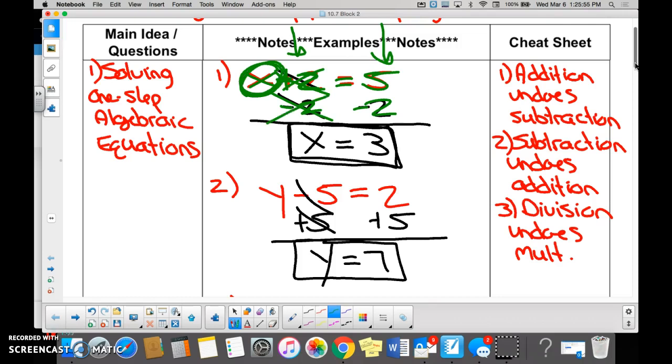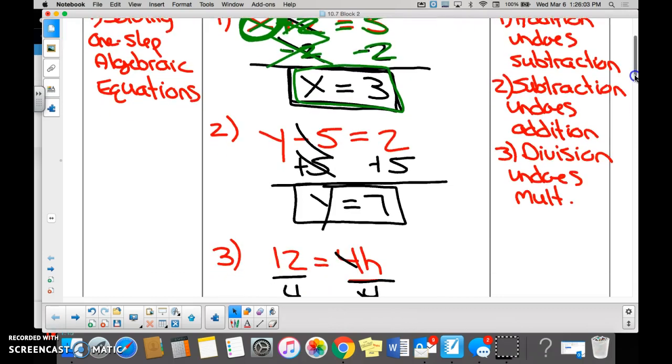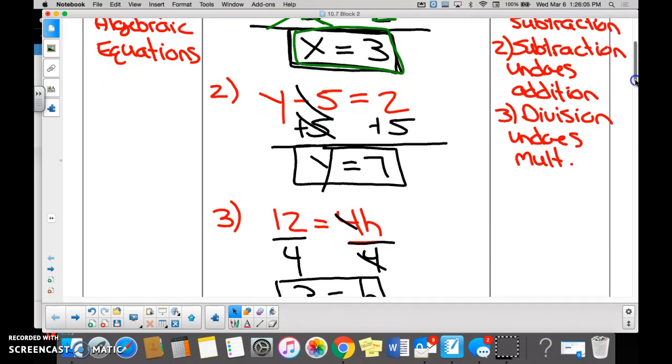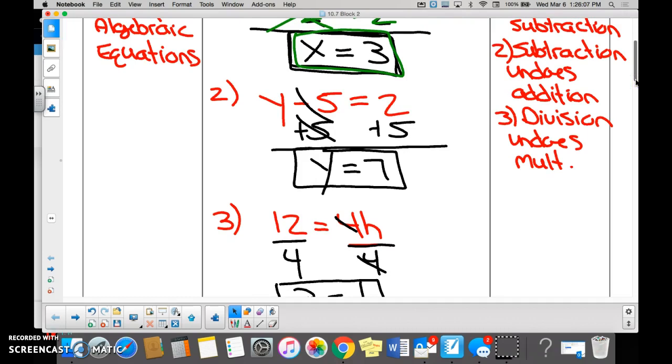So we still have x. 5 minus 2 is 3. Our answer is x equals 3, right? Yes. Look at number 2. We had y minus 5 equals 2. How do you undo subtraction? Everybody, how do you undo subtraction? Addition. So we added 5, right?